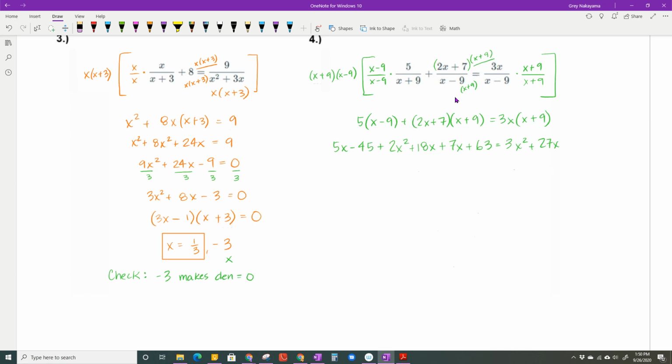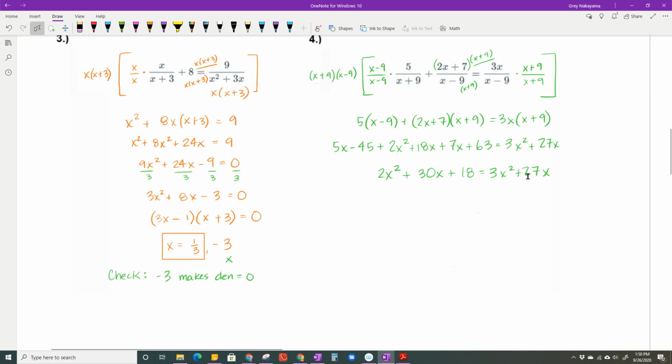So on the left side, I'm going to have 2x squared. And then x's. I've got 5x and 18x and 7x, which together give me 30x. And then I have minus 45 plus 63 gives me plus 18. And that equals 3x squared plus 27x. Now, I have a quadratic again, so I'm going to have to factor.